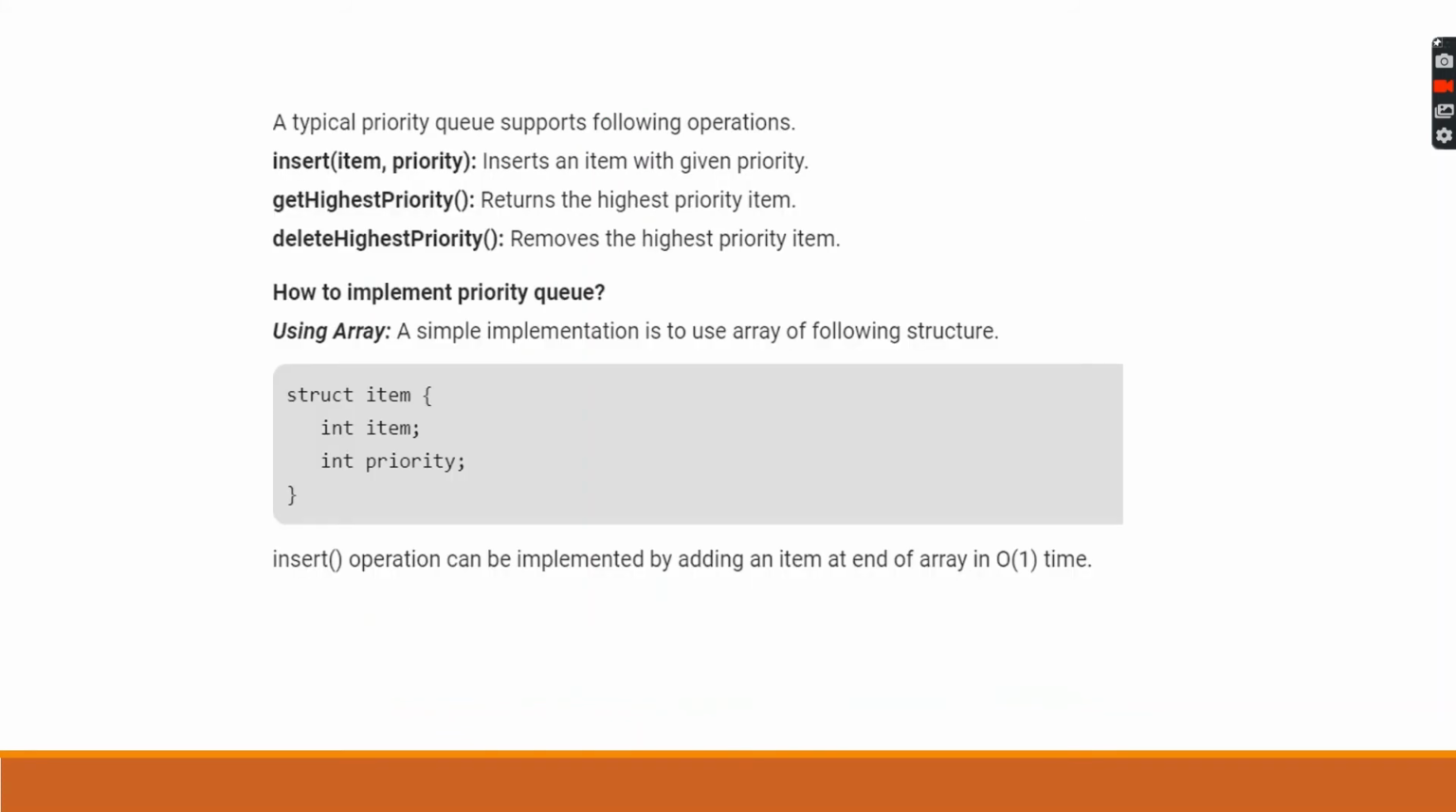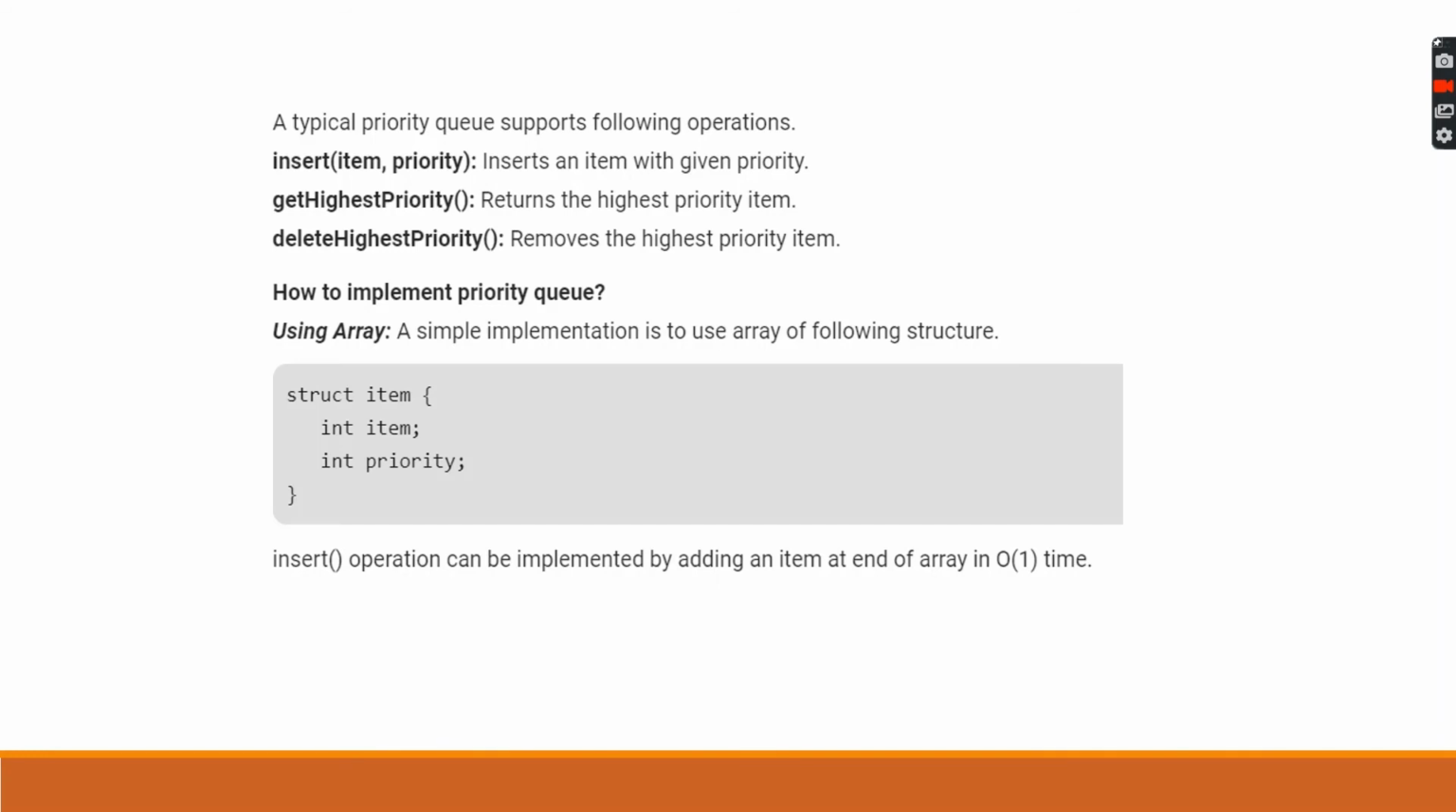A typical priority queue supports the following operations. It has insert, get highest priority, and delete highest priority functions, and these three functions are used to insert, return and remove the highest priority item. So how does the implementation of a priority queue take place? It is a simple statement. Using an array we can implement the following structure: struct item with int priority.